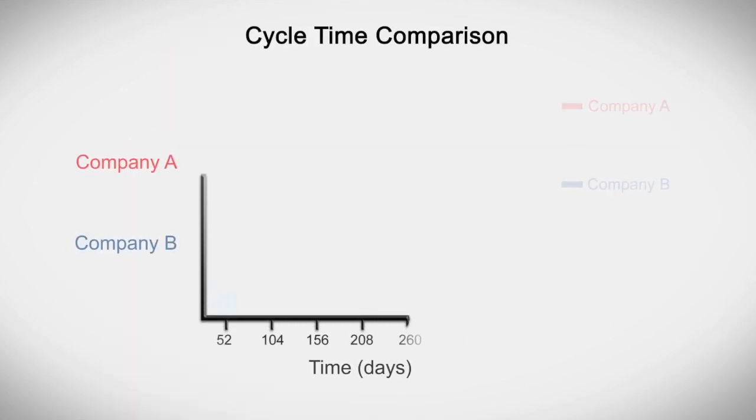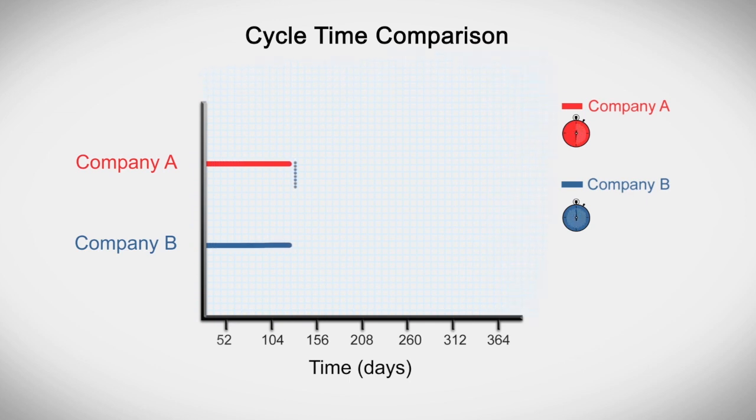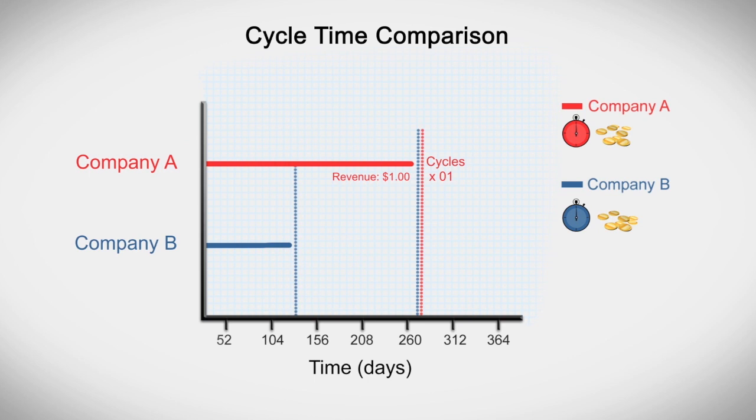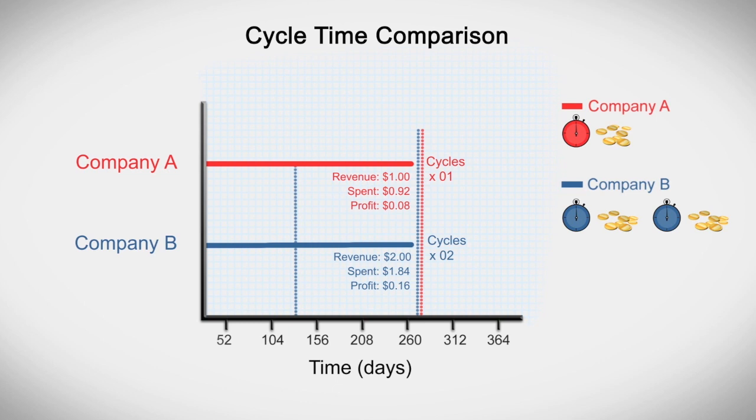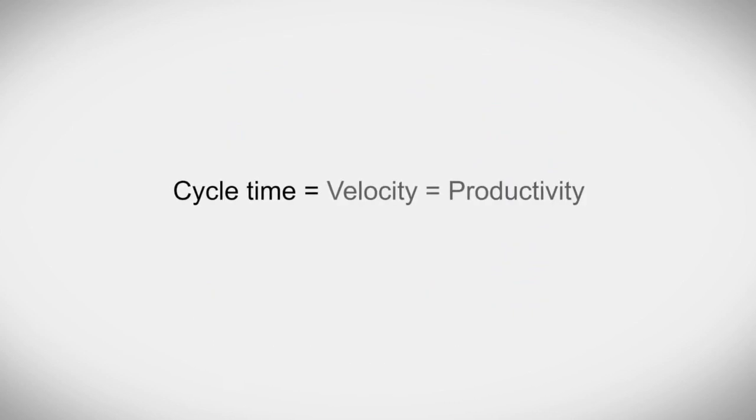So let's see how this would work if both companies started working on their projects at the same time. On day 135, company A isn't done. They don't generate any cash flow. On day 135, company B gets $1 of revenue. They spent 92 cents of cash along the way, and they now make 8 cents of profit. On day 267, company A now gets their $1 of revenue. They had 92 cents of cost, and now they make their 8 cents of profit. But on day 270, company B makes 16 cents because they use the same resources to sell product number 2. That's the key to cycle time, also known as velocity or productivity. And from an investor standpoint, we care about both. We care about how much you make and how long it takes you to make it.